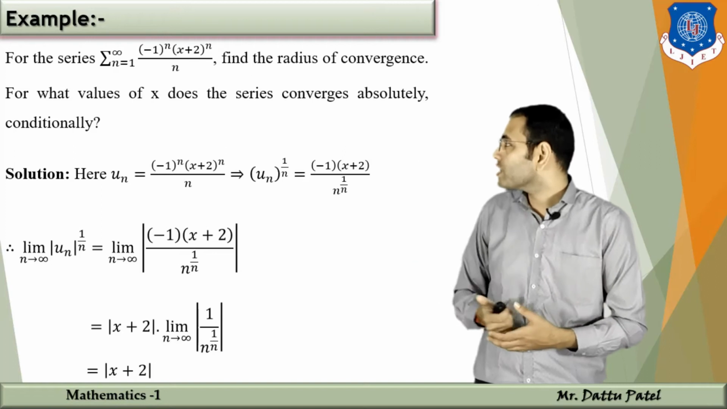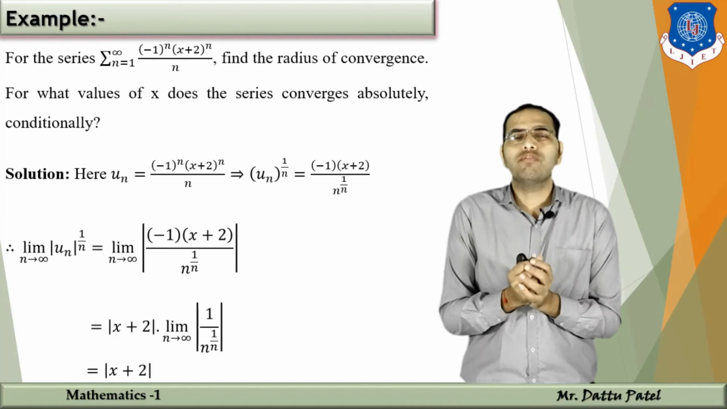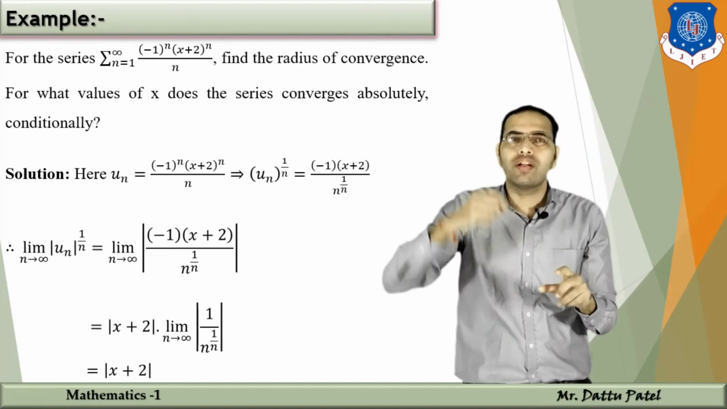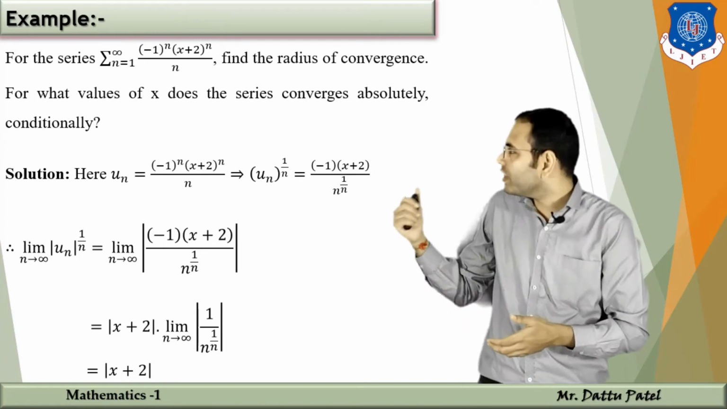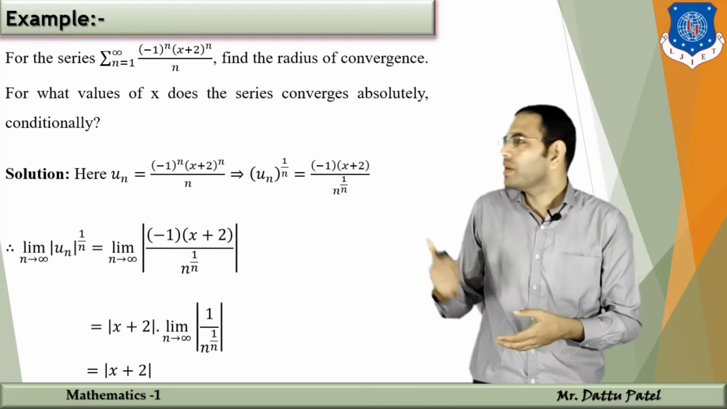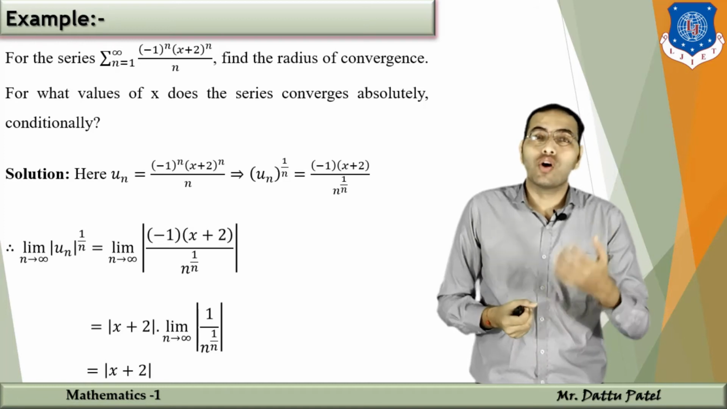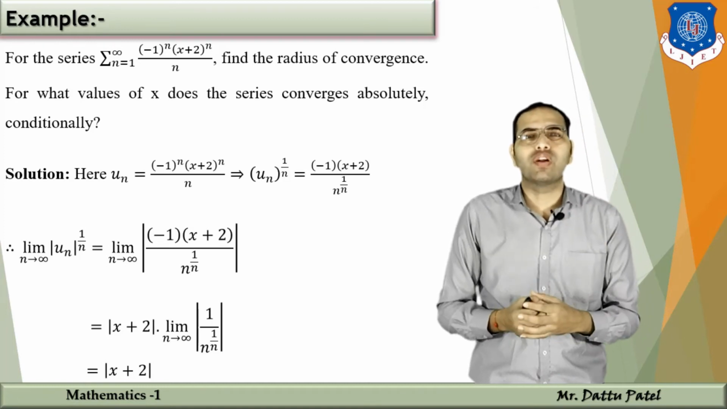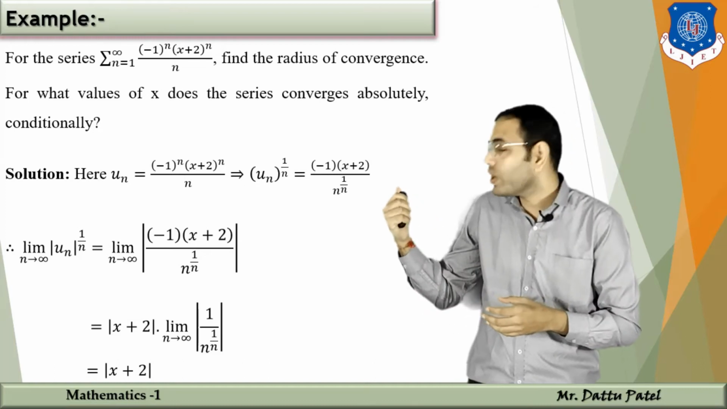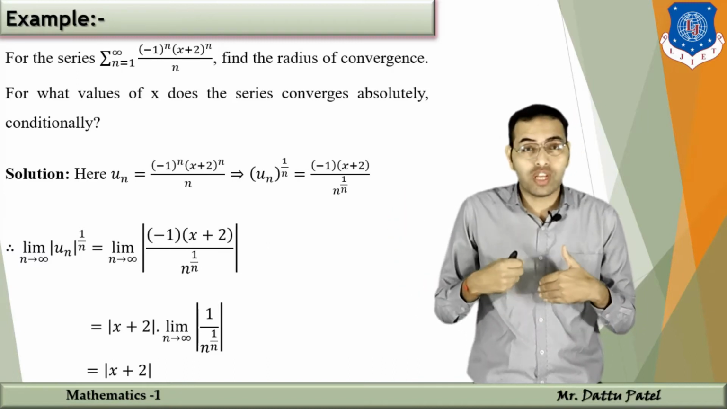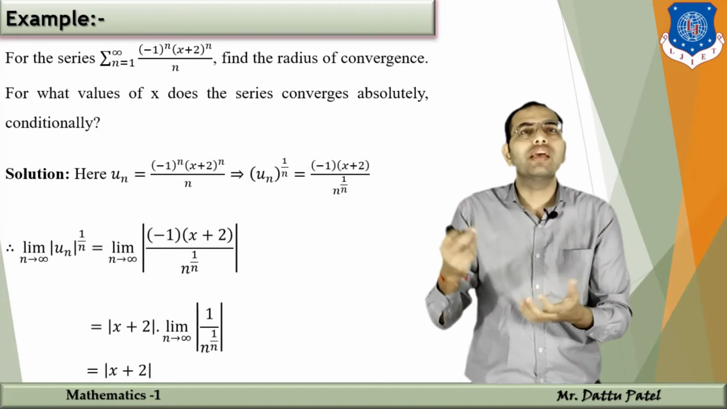Here u_n equals (-1)^n (x plus 2)^n by n. Here our nth term is in the form of something raised to n, so obviously which test is applicable? Root test, correct. Then the nth root of u_n becomes minus 1 times (x plus 2) upon the nth root of n. Here the root test is applicable only for series of positive terms. That's why, here u_n is a negative term, or we don't know exactly what the value of x is, maybe positive, maybe negative.